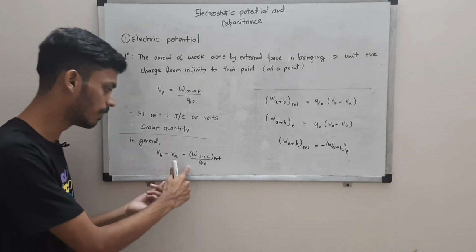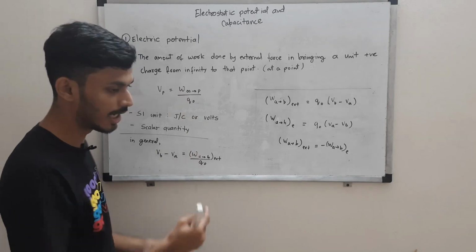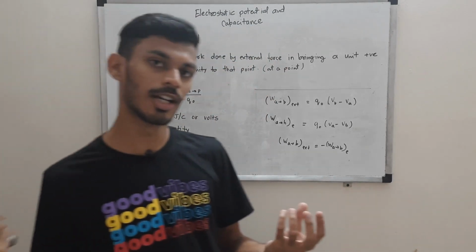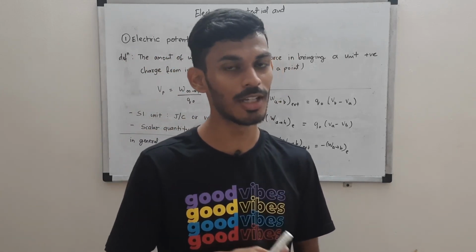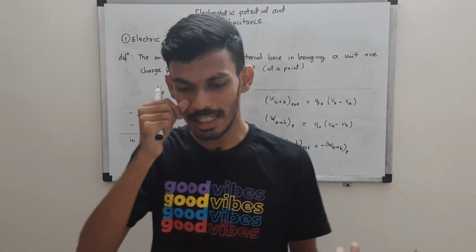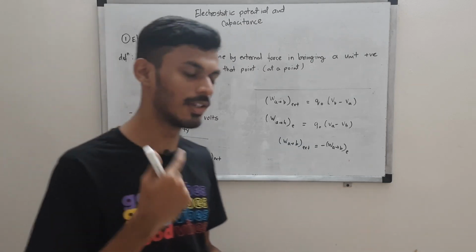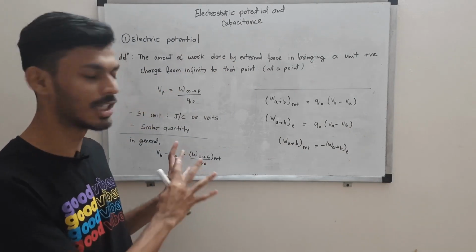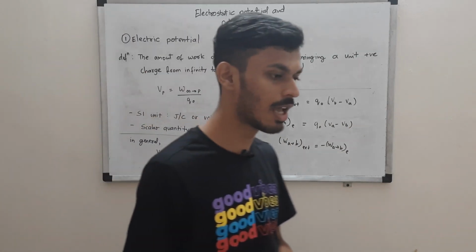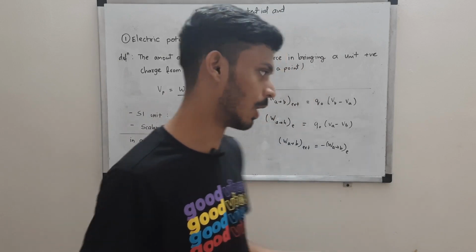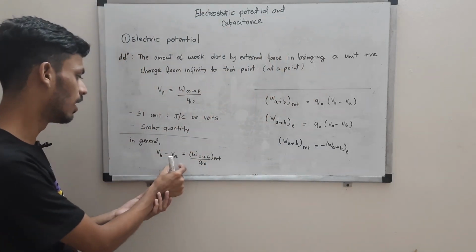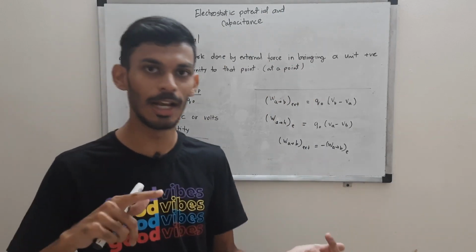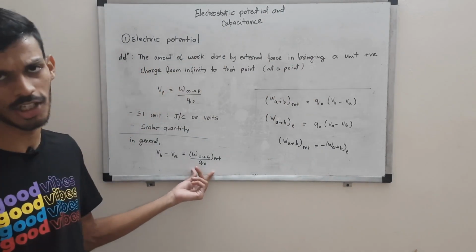So VB minus VA will be the work done in carrying the charge from A to B, because the external force is acting against the cause. You will understand this better when we come to a numerical. I'll show you all the things visually. For now, remember that the external force will always act in an opposite manner, which implies that VB minus VA will be the work done from A to B, divided by the charge, of course.